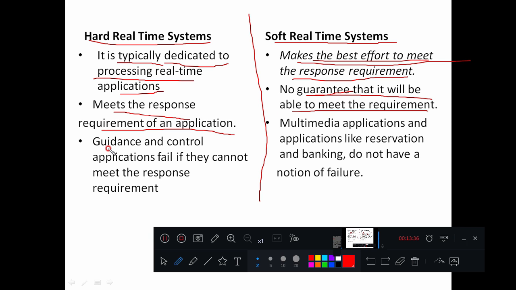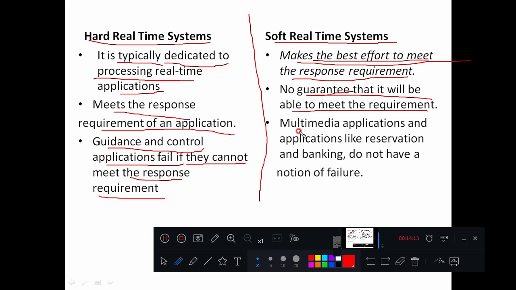And the third one, what are the different examples of a hard real-time system? One is guidance and control applications, which fail if they cannot meet the response requirement. As I already discussed, in the satellite example, the ground station is going to collect the information and store it within 2 milliseconds. If that 2 millisecond time limit is not maintained properly, then the incoming data may wipe out the previously collected data. In such cases we lose some of the information sent by the satellite, right?